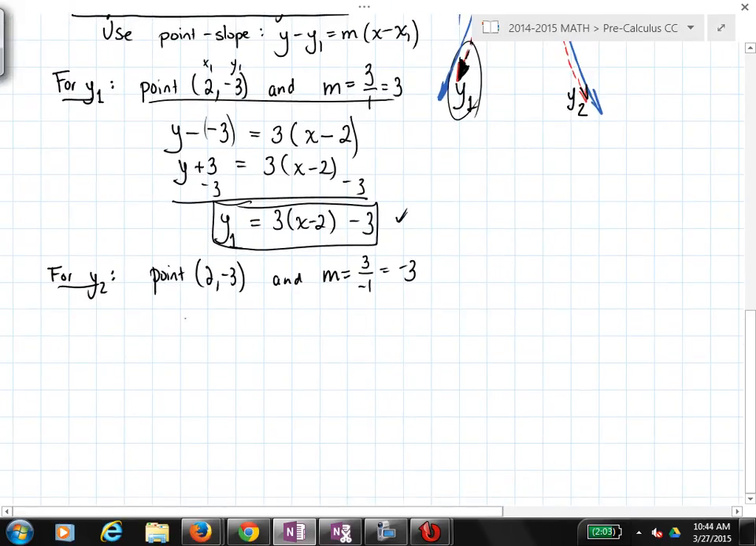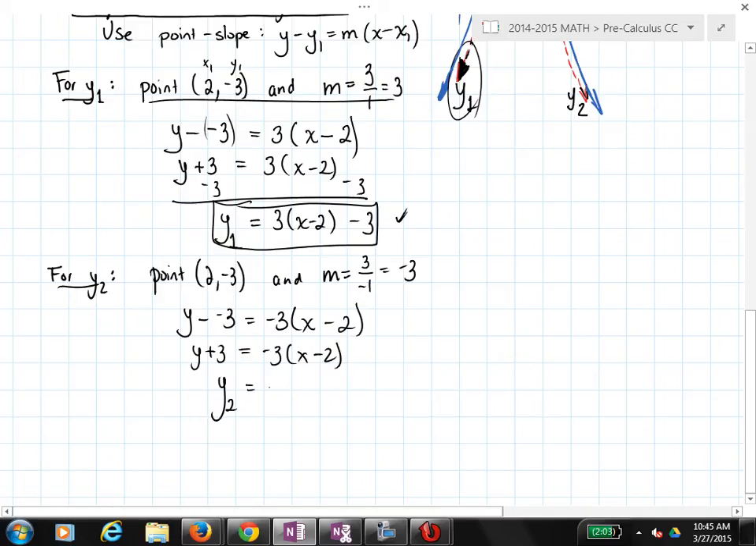All right, and now just input this. I get y minus negative 3 is equal to negative 3 times x minus 2. This is y plus 3 equals this. And I get y2 is equal to negative 3 times x minus 2, minus 3.